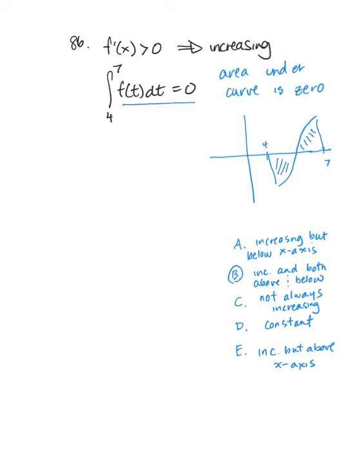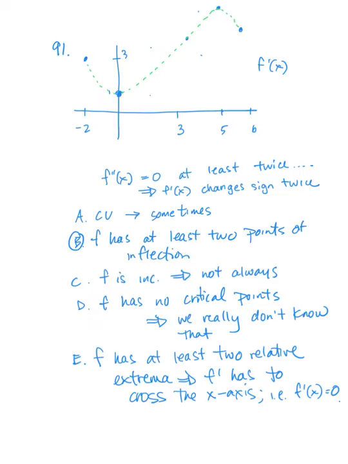Choice A is increasing, but all the values are below the x-axis, so we're not going to sum to 0. Actually, choice B is the correct answer. It's increasing and has values both above and below the x-axis. C is not always increasing. D is constant. E is increasing, but all the points are above the x-axis, so it's choice B.